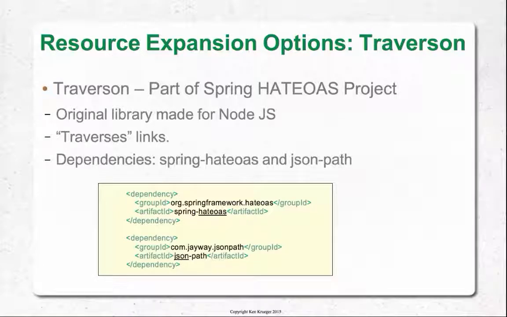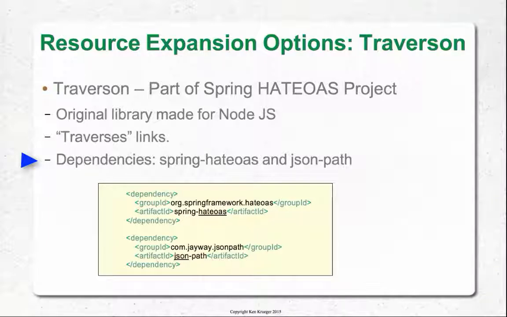One option for resource expansion is a library called Traverson. It is actually a JavaScript library for use with Node.js applications, but there is a small port of it contained within the Spring HATEOAS project. The name says it all. It is for traversing links automatically, making it so you don't need to do this as a matter of code. I'll show you how this works in the next slide, but first, let's cover the basics.